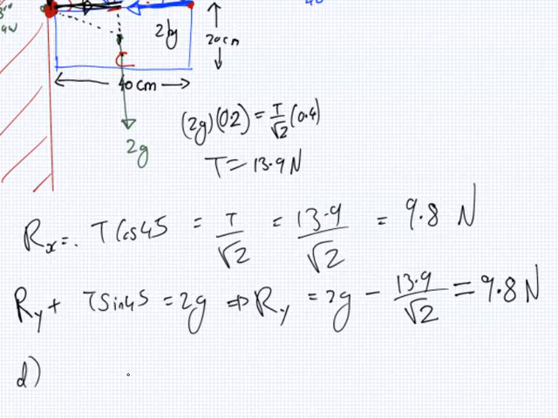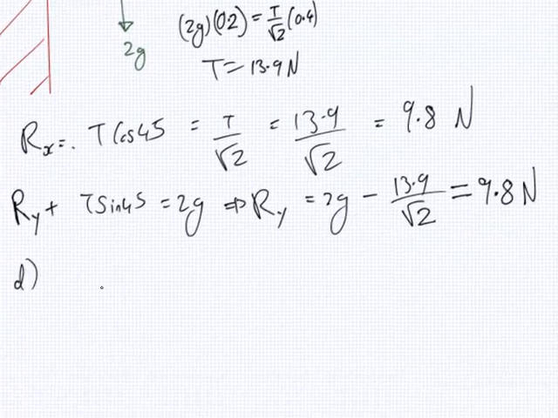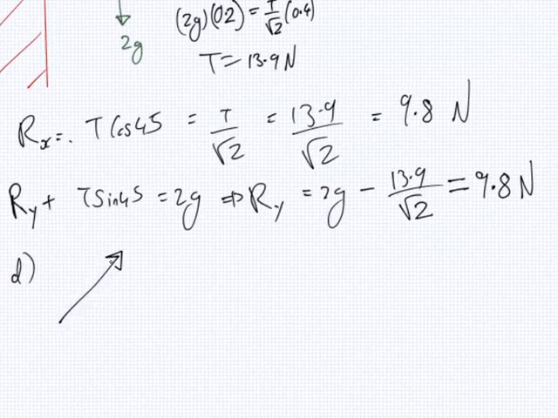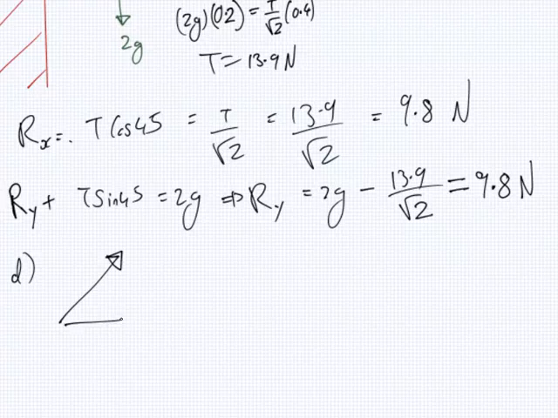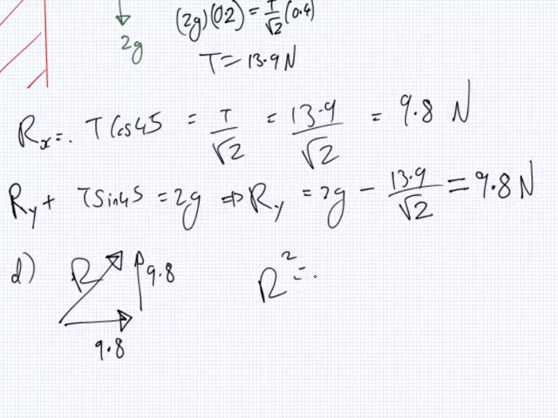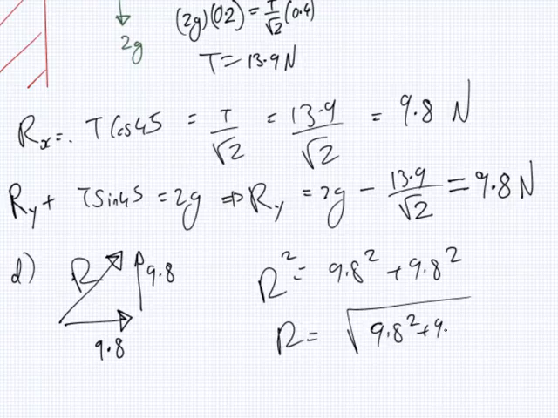Right. D. Find the total reaction force. So how much horizontal reaction force is there? We said 9.8. And vertical? 9.8. So the magnitude here, we have R squared equals 9.8 squared plus 9.8 squared. So R is the square root of 9.8 squared plus 9.8 squared. What's that, about 14? 13.9.